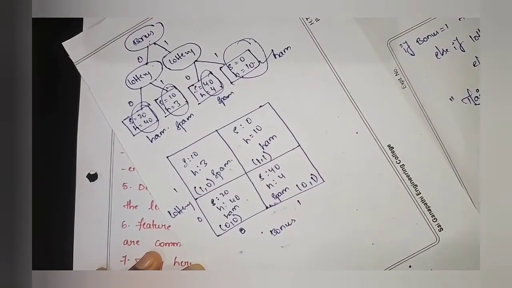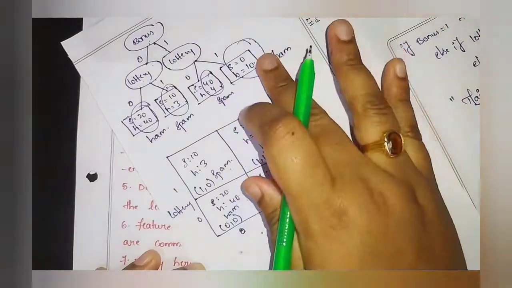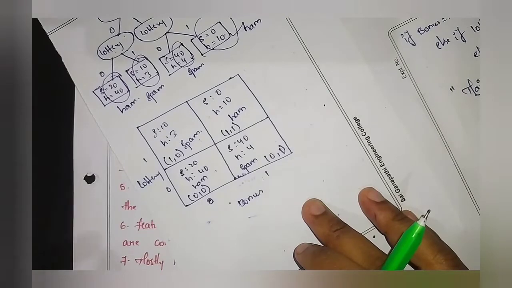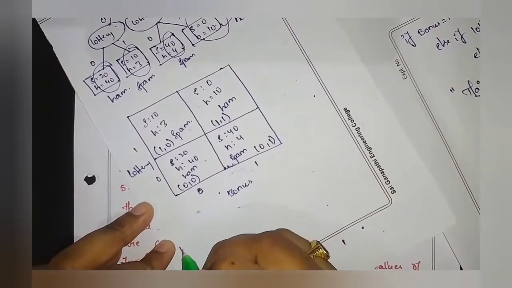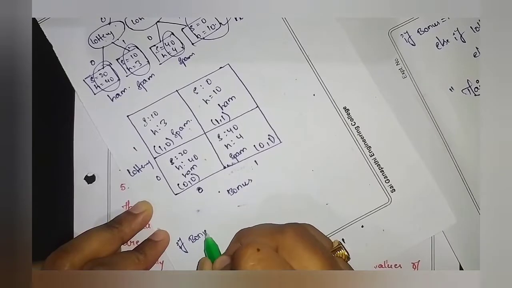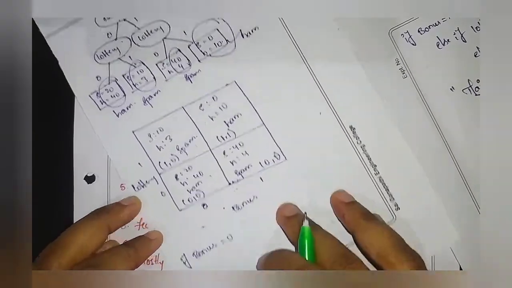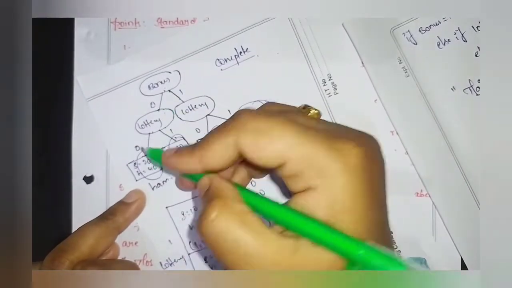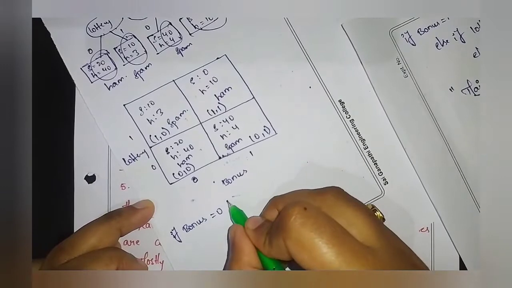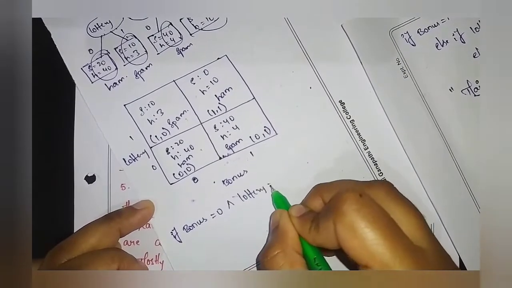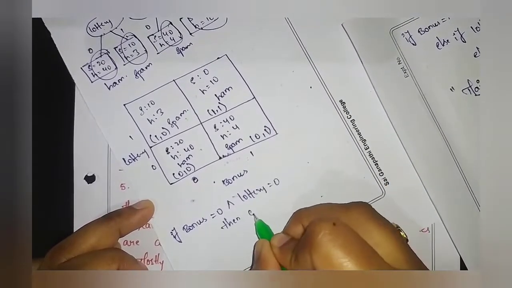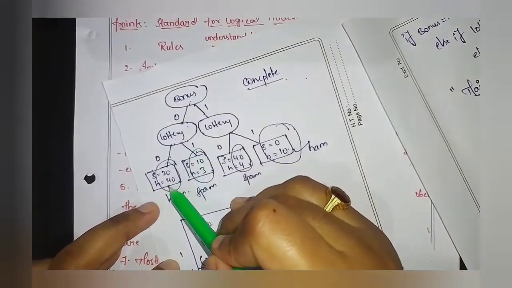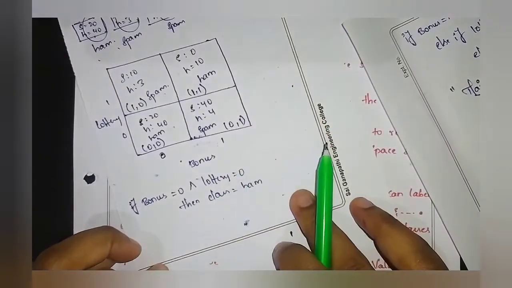Now let us start writing the rules according to this feature tree and instance space. Here we can use two conditions at the same time. So if bonus equal to 0 and lottery is also 0, then the class equal to ham class, right? Bonus equal to 0, lottery equal to 0, then the class is ham class. That is the statement I just wrote here.